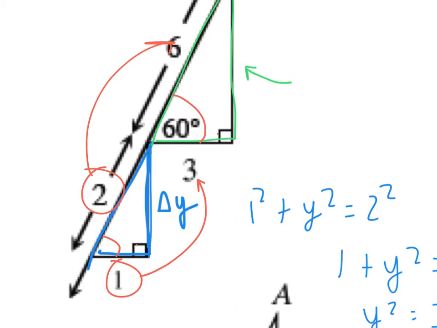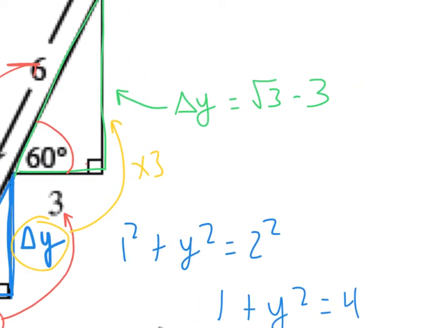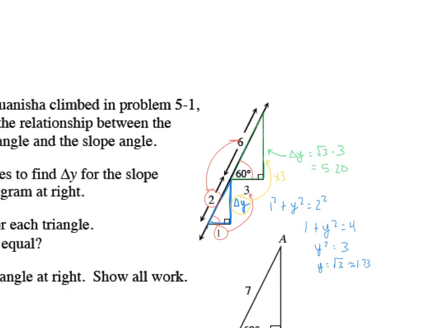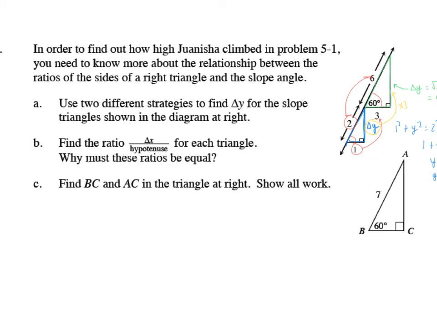So if I wanted to go from this side length to this vertical distance here, I would also multiply it by 3. So this side length, the change in y in the bigger triangle, would be equal to taking the smaller triangle, which is the square root of 3, and multiplying that by 3, or 1.73 times 3, which is going to be equal to 5.2 units to be able to determine that vertical distance on those triangles. It says find the ratio for the change in x over the hypotenuse for each triangle.